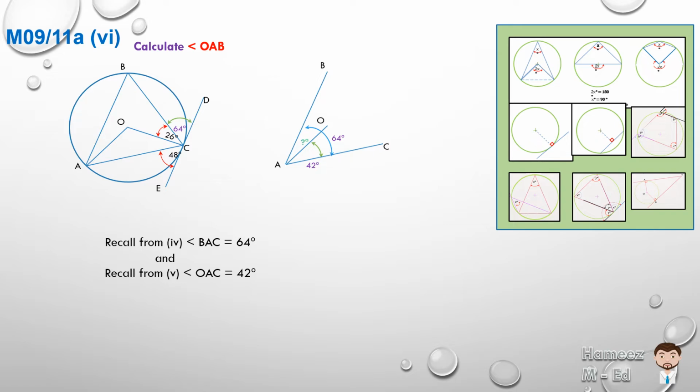Angle OAB. So angle OAB will be the large angle, angle BAC, minus angle OAC. Thus, if we substitute, we're going to get 64 degrees minus 42 degrees. So angle OAB is equal to 22 degrees. And now we've come to the end of the entire question.